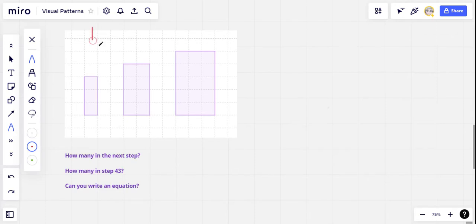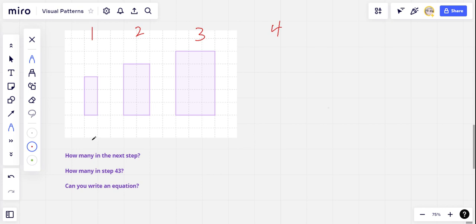So here is step 1 of our pattern. Here's step 2. Here's step 3. And your challenge is to predict the number of squares in step 4. If you can do that, can you also predict the number of squares in step 43? And could you write an equation that would be used to predict the number of squares in any step at all? So that's the challenge. If you'd like to accept that, pause the video and see how you do.